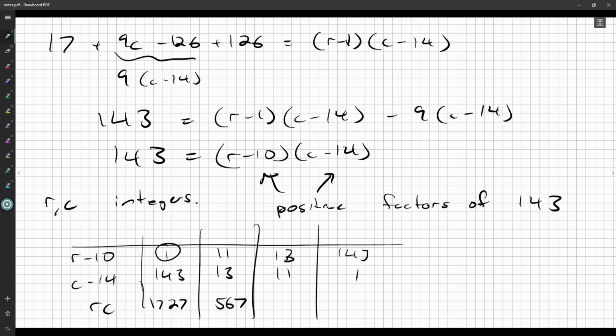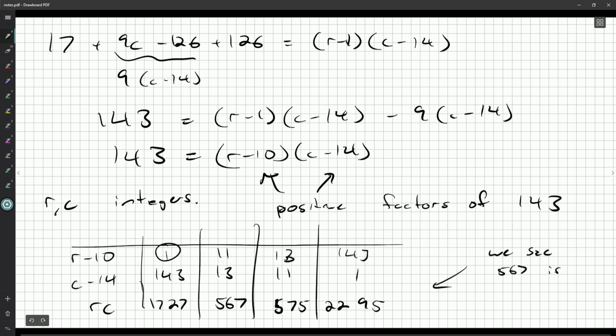What if r minus 10 were 13? Well, then you'd have 23 times 25. That's just a little bit more. That's 575. And the last one, 153 times 15. Also, just a completely ridiculously large number. Okay. We see 567 is the smallest option.